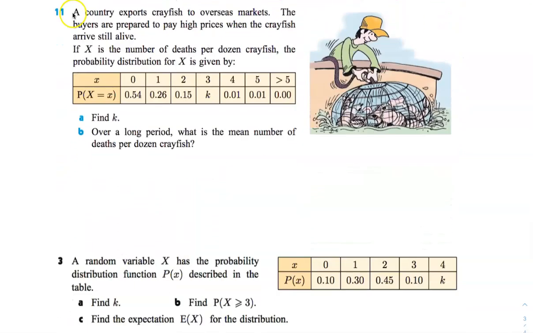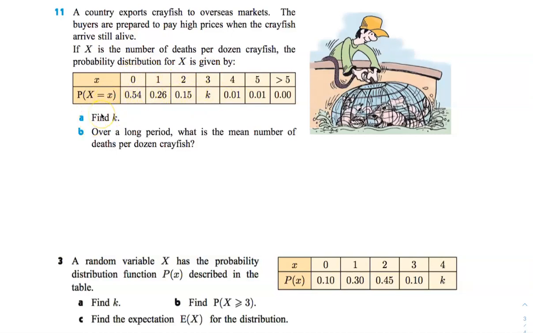Next one. The country exports crayfish to overseas markets. The buyers are prepared to pay high prices when the crayfish are still alive. Wow, that's morbid. If X is the number of deaths per dozen crayfish, the probability distribution of X is given by this. Okay, so again, X is the number of deaths per dozen: 0 deaths in a dozen, 1 death in a dozen, 2, 4, 5. So at least on average, no one dies.